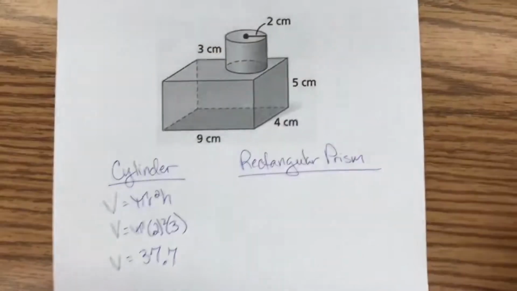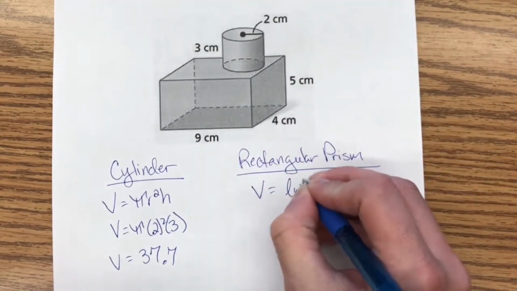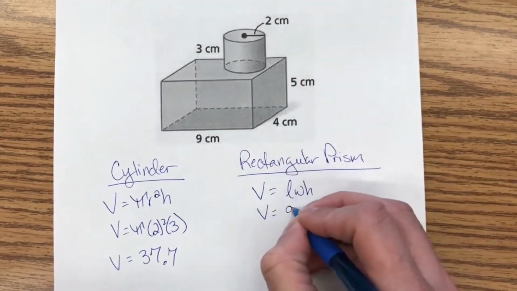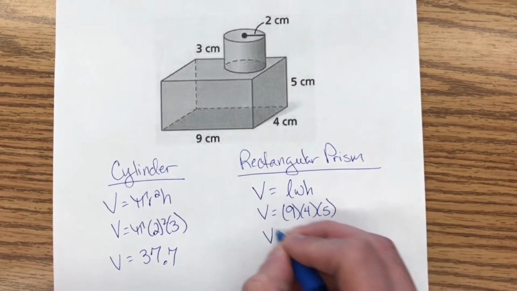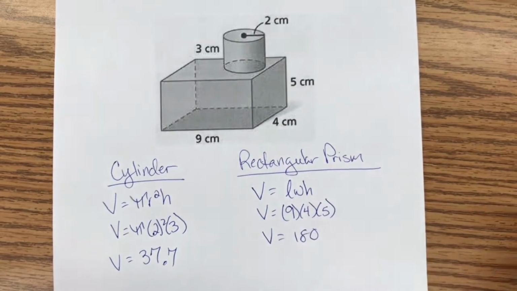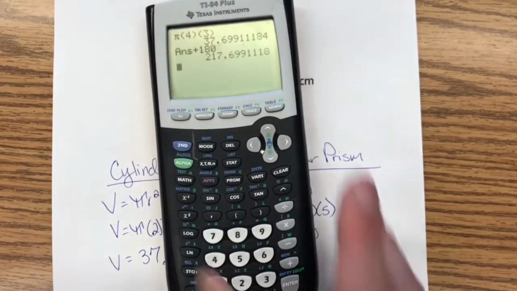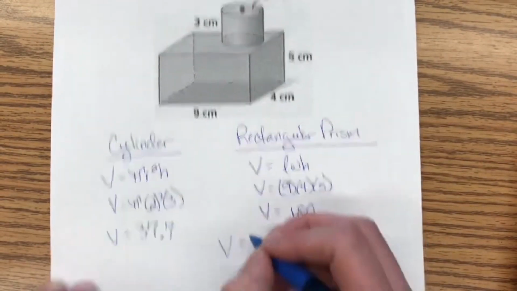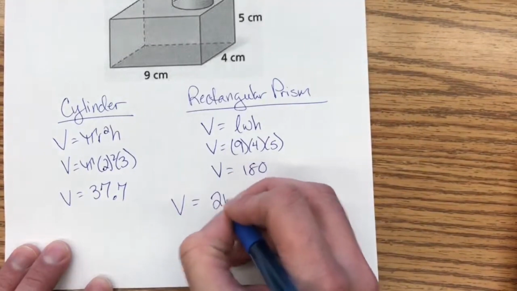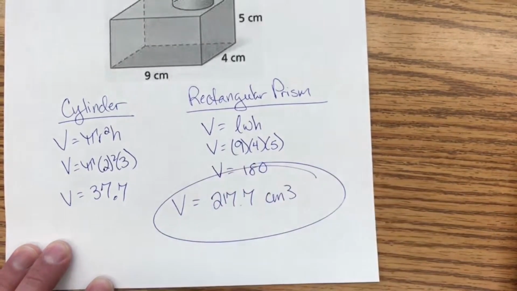37.7. Now, rectangular prism is length times width times height, so V equals LWH, or in this case, V equals 9 times 4 times 5. I can do that in my head. That's just 180. What you do when you're done all of that is you take the numbers that you got, you add them together. We get 217.7. So in this case, my volume total is 217.7 centimeters cubed.